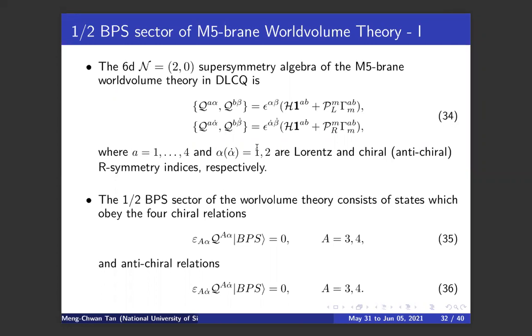Okay, so this is the algebra for the (2,0) theory in discrete light-cone quantization. You can see that there are 16 supercharges indeed. Supercharges of this type, this counts from 1 to 4 and this counts from 1 to 2. So you have 8 of this type and then another 8 of this type. So you have 16 supercharges and they're all chiral. Okay, they don't have a bar in the expression, so they all are left moving. So if you look at the half BPS sector of the world volume theory, they consist of states which obey the 4 chiral relations and the 4 anti-chiral, not in the space-time sense, but in terms of this index sense. Okay, the R symmetry sense.